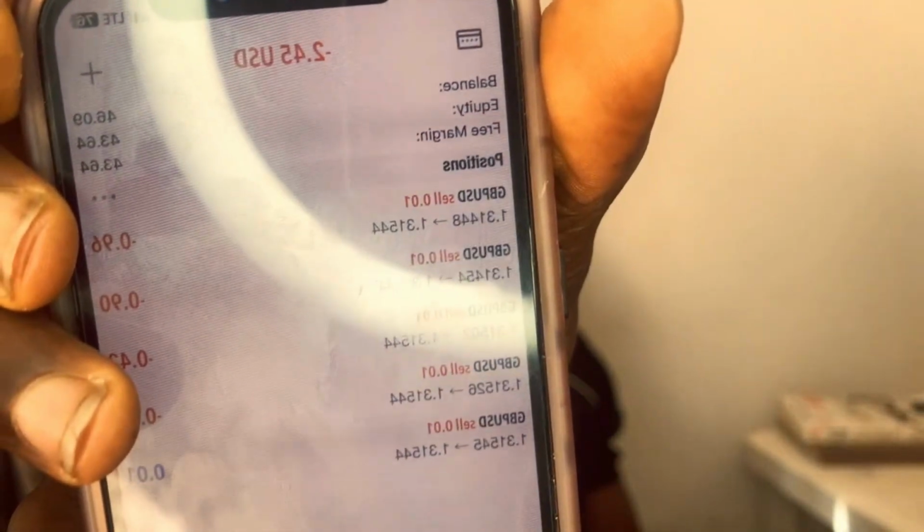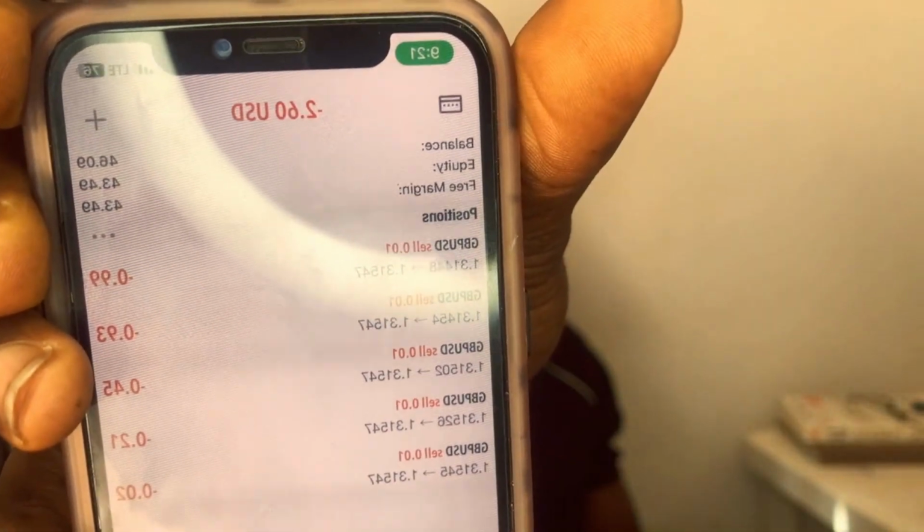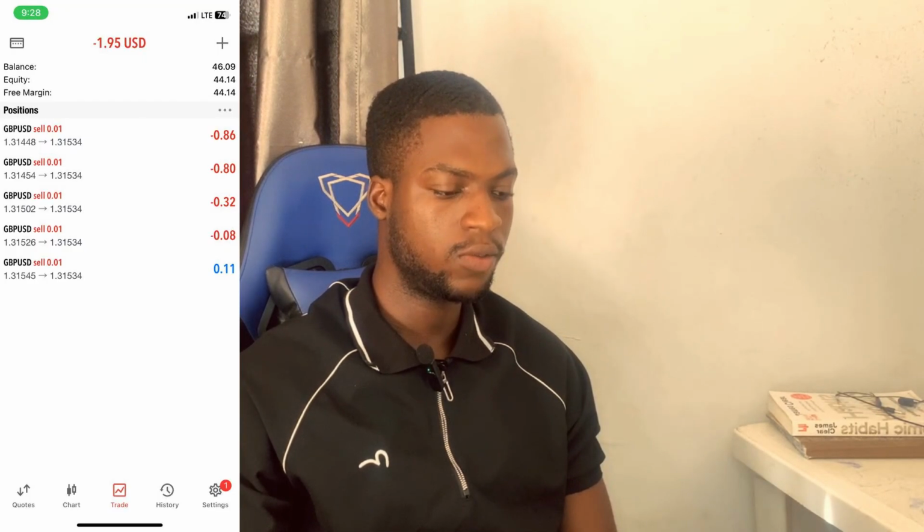So that's $46 right there. And I'm currently in a sell trade, and I'm losing $2.45. That's my current loss. I want to see how much I'm able to make at the end of the week.